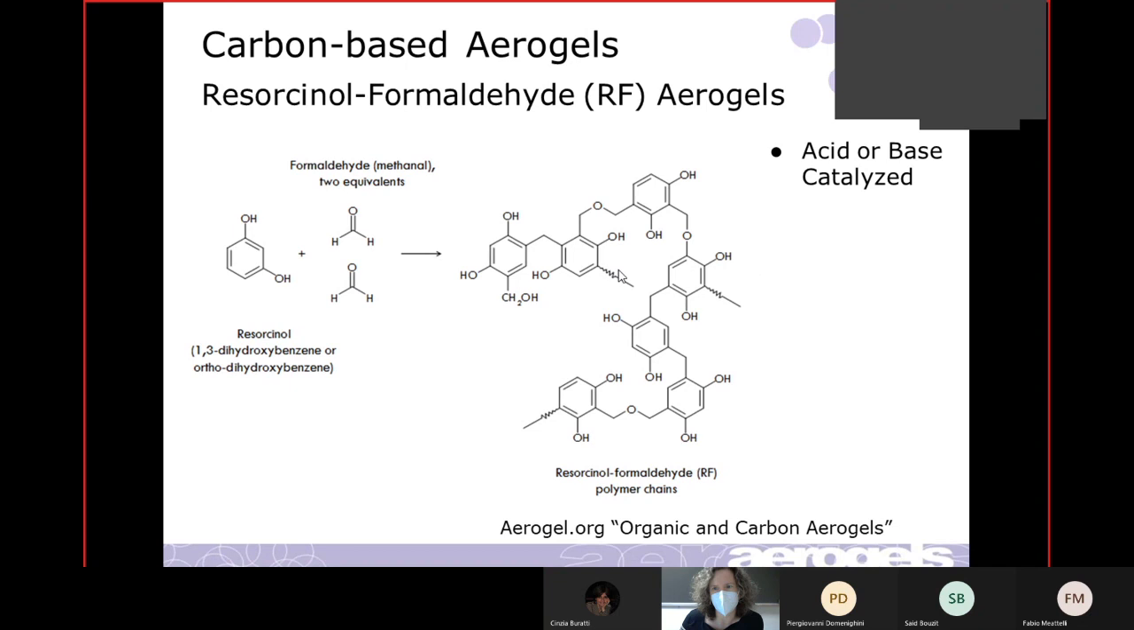This is an RF polymer chain. And so each of these are chains, right? Great big long polymer chains. How do we get an aerogel out of that?